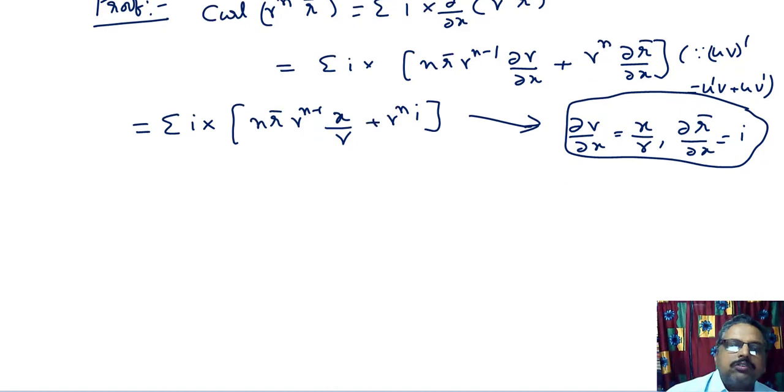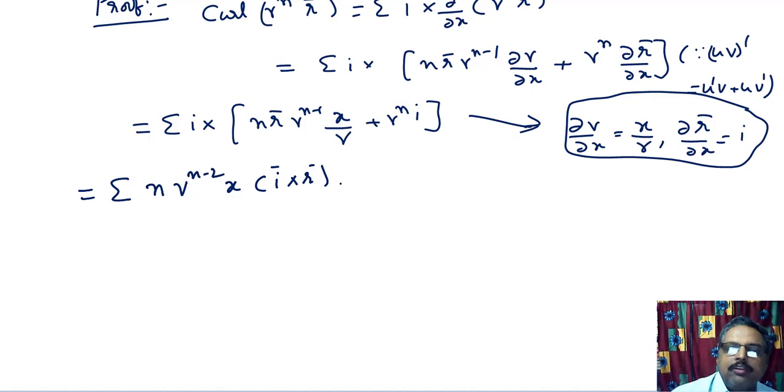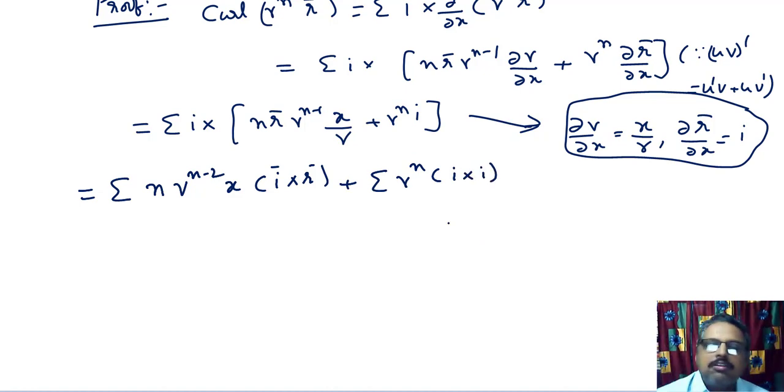Now just expand these into two summations. n is a scalar quantity here, r power n minus 2, x is also scalar quantity. Now i cross r bar. Now second term, r power n is constant term, i cross i. So, i cross i equals to 0.